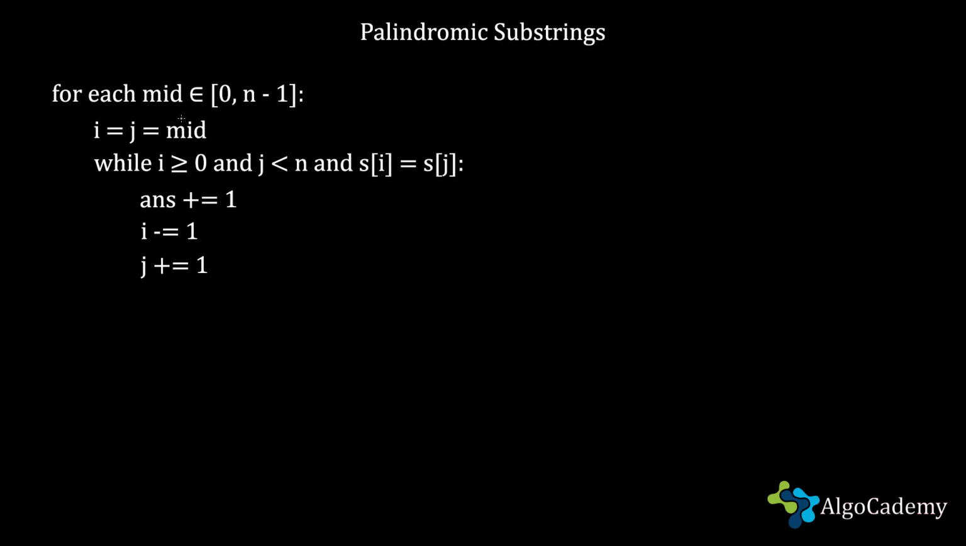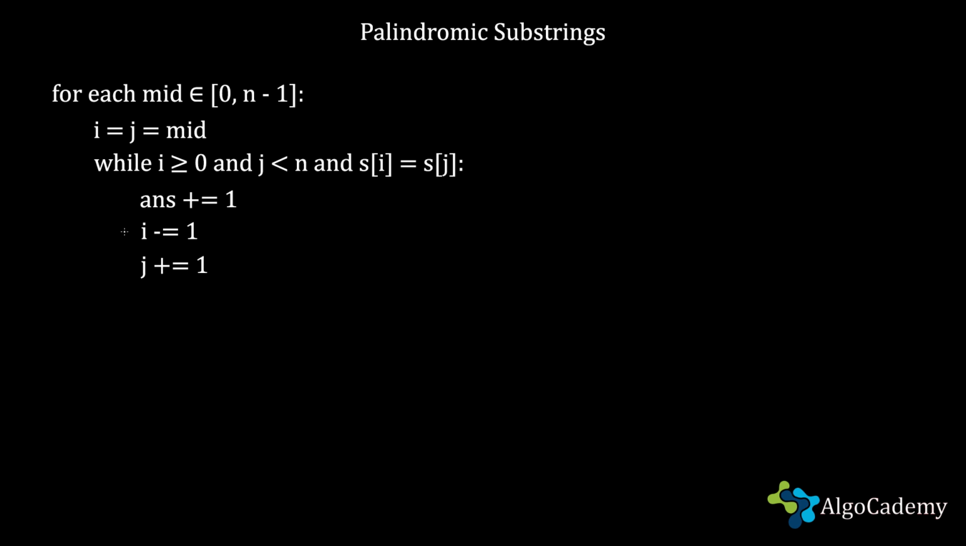They are both initially equal to mid, and while i is greater than or equal to 0 and j is less than n, and they are also equal, this means that this substring is definitely a palindromic one, so I'm going to increment my answer. Then I'm going to jump to the next substring, which is one element to the left and one new element to the right. So i gets decremented and j gets incremented. I check that and do this until I find the first non-palindromic substring, which is bad, because if that is bad I know all the next ones are also going to be bad.